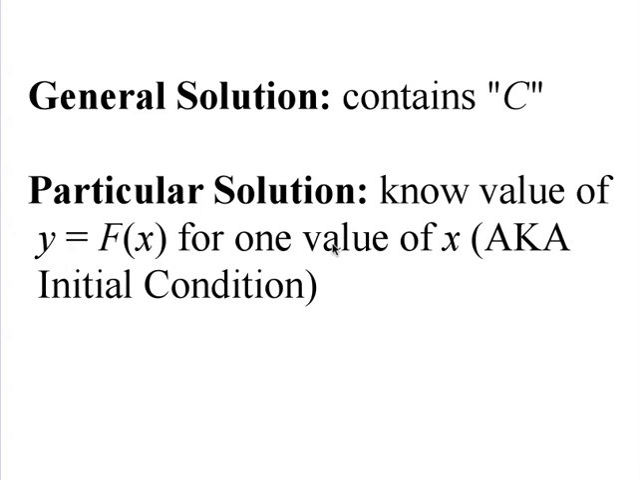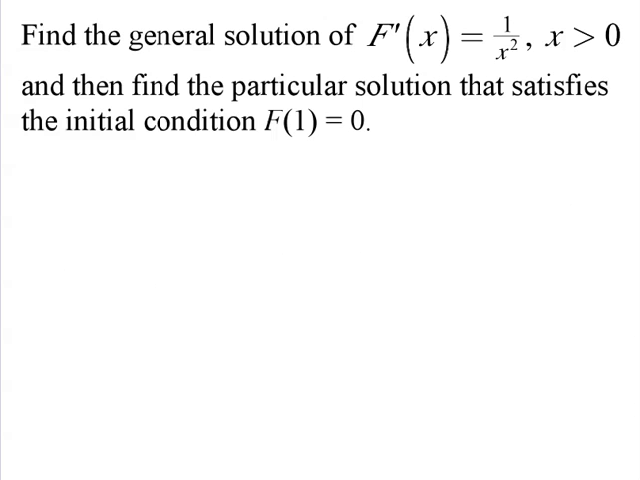Solutions and particular solutions. First of all, a general solution contains C, and that is what we looked at yesterday. All of our answers pretty much had C. A particular solution is when we know a value of y equals f of x for one value of x, also known as the initial condition. And we're going to look at how, if you know the initial condition, you can solve and find a particular solution in any given equation.